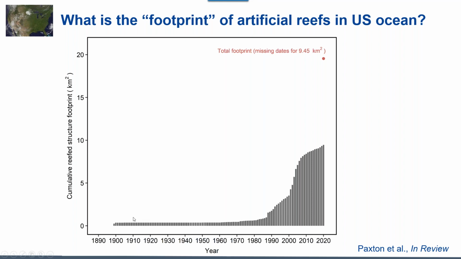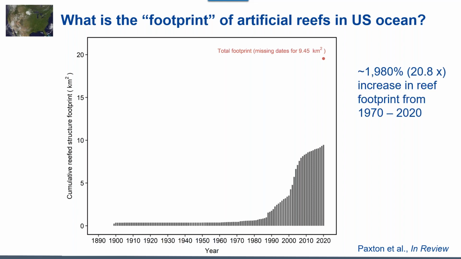And again, this is the footprint of the structures themselves now that we're talking about, not the permitted reef zones. Our first record of an artificial reef that is now managed by a state program is in the late 1890s. And this plot is showing through the year 2020. We're looking at the cumulative reef structure footprint.